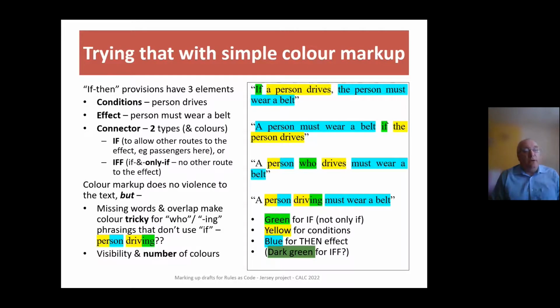And then the link between them is that this is an if proposition. So mark that in light green. If it was if and only if, we'd have marked it in dark green for the sake of this case. The trouble there is that marking with colour becomes difficult as soon as you leave the if wording. So a person who drives and a person driving, we end up colouring the words with two colours, which could get confusing.